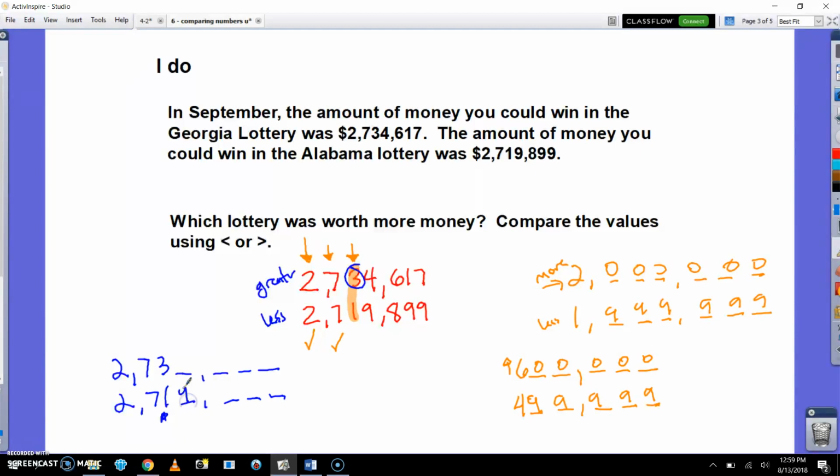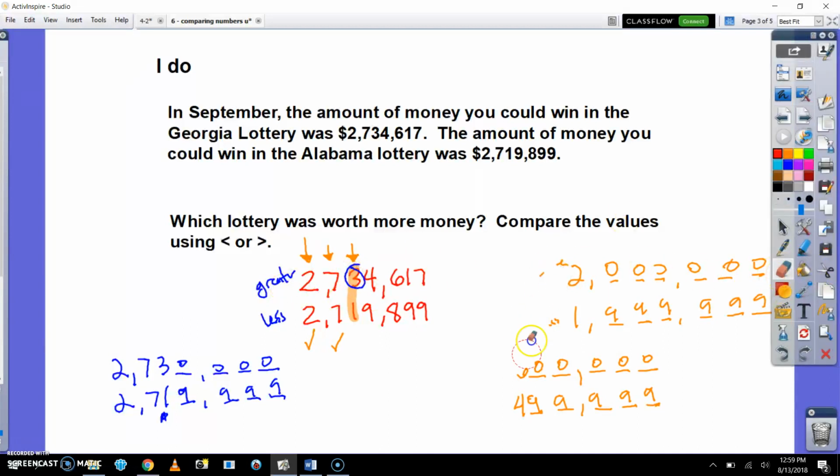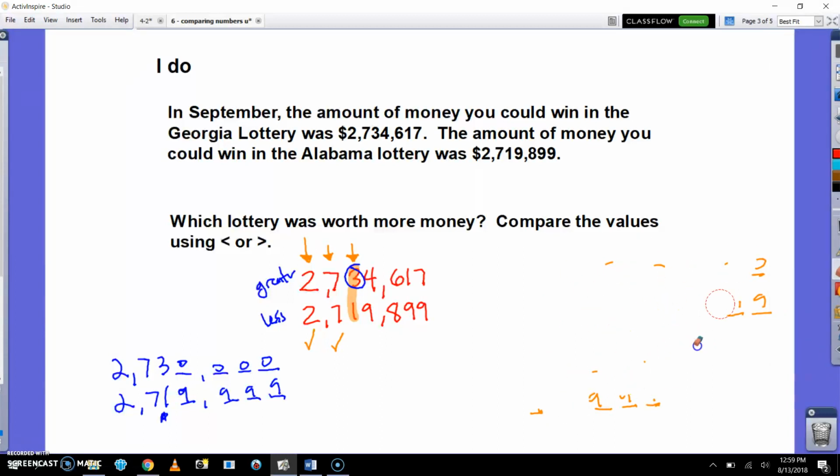No matter what I put in these places, this number has to be smaller because of this spot. Even if this gets all 9s, and this gets all 0s, this number is still greater. 30,000 is still bigger than 19,999, no matter what. So when I find the very first place with a greater digit, that's the greater number. That's it. And I can write it out with that symbol.